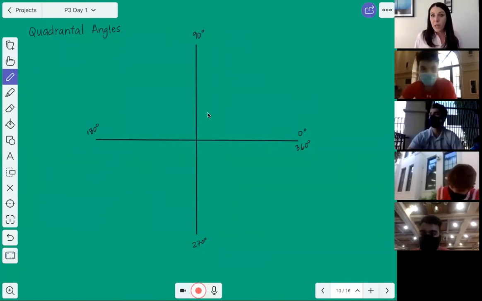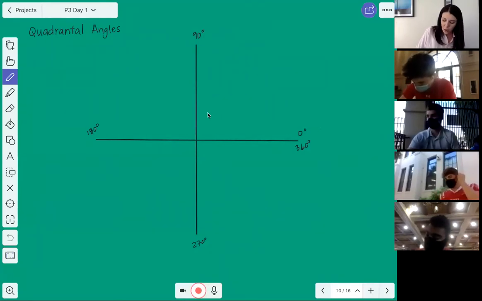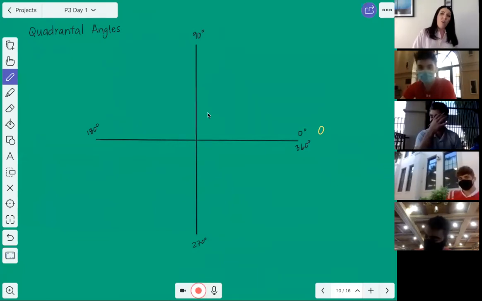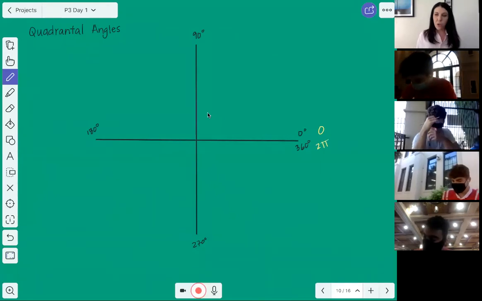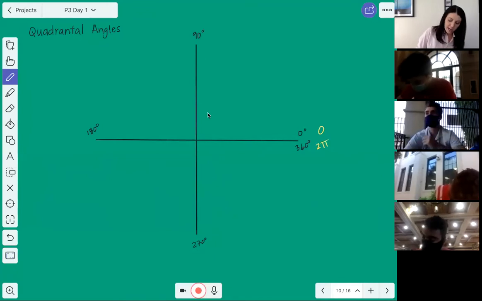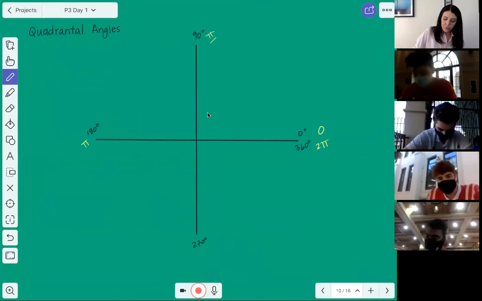Okay, now if we're doing this in radians, let me go ahead and switch colors here. If we're doing this in radians, we still get 0 radians to start. Now, what we talked about yesterday is if I went all the way around, sometimes that's helpful to go all the way around first, we would get 2 pi. So 0 and 2 pi are also coterminal angles, just with different units. Those units are radians instead. Okay, if I went half of that, so back here at 180, I'd be at pi. Half of that, I'd be at pi over 2.